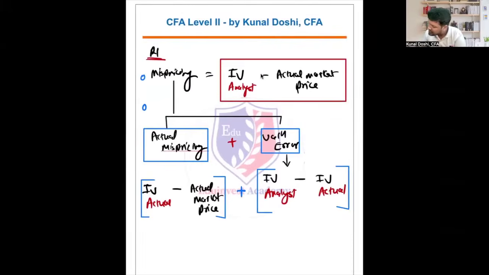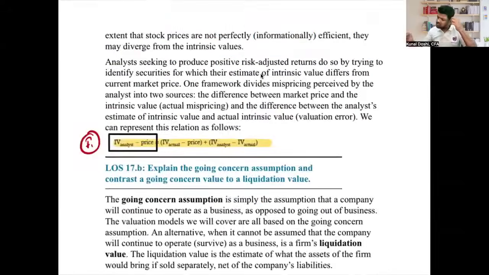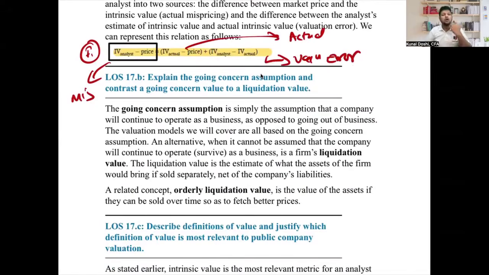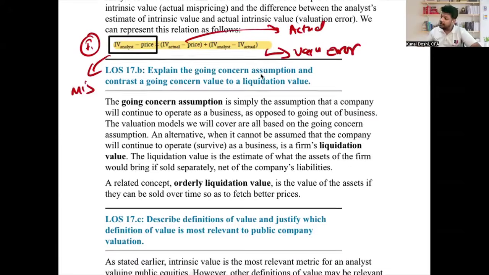Everyone, check. This is called my mispricing, and mispricing is divided into two parts: actual mispricing and valuation error. There is a very high possibility of this being asked in the exam. All set, everyone? Check out here. So this part is my mispricing, correct? Of this, this is the actual mispricing. And this part is my valuation error, because the analyst can also go wrong. All set, everyone? Right? This is your first important thing.